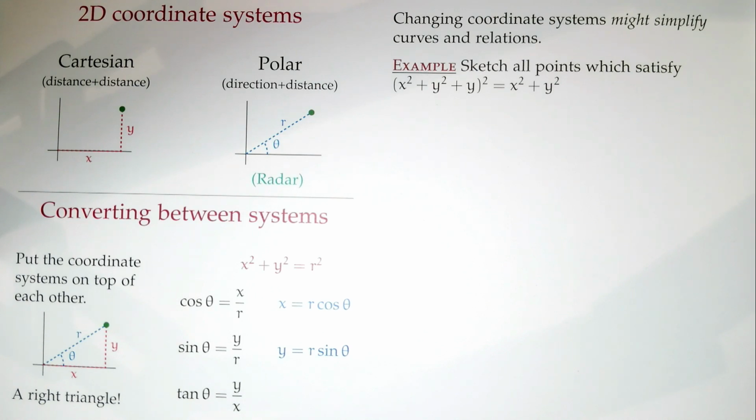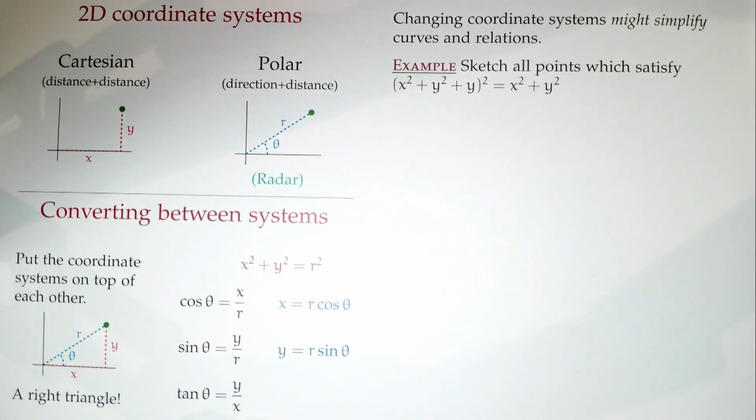How hard could that be? Well, I would say if I just saw this expression in terms of x and y, I'd have a hard time doing this. But given the context that we just talked about switching coordinate systems, I suspect perhaps it'd be a good idea to switch coordinate systems. So let's see what happens if we do.